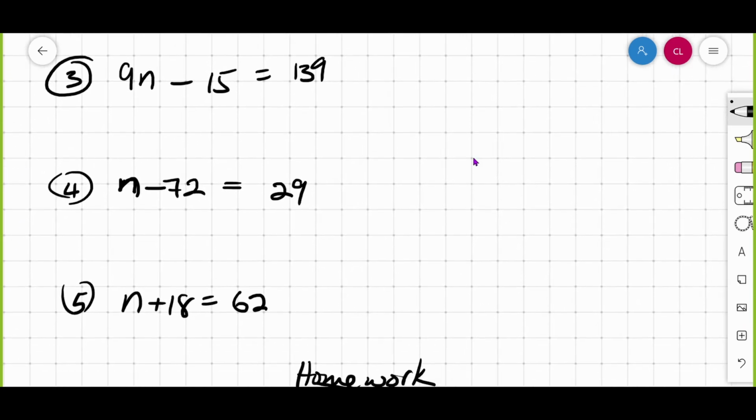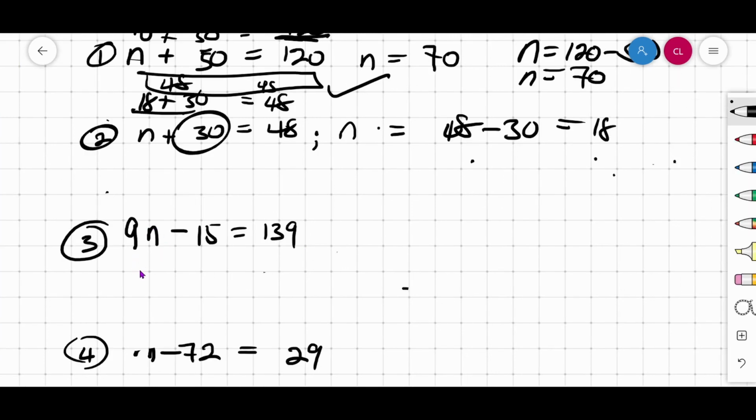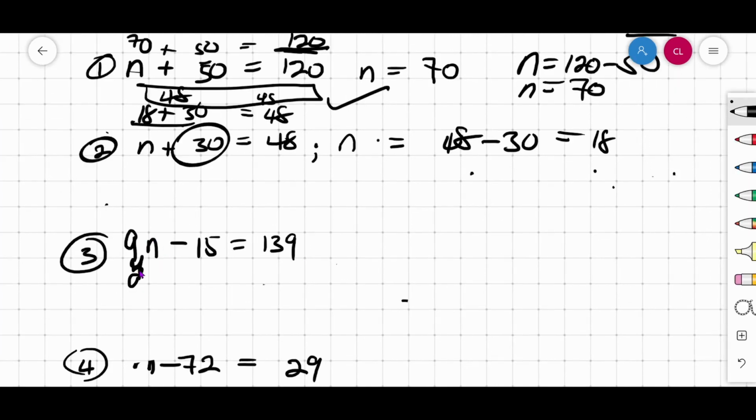We have these to do quickly because we're almost out of time. 9n minus 15 is equal to 139. What is n? So this would be 9n being equal to 139, and we add 15 to this. When we add this, let's put this on one side.